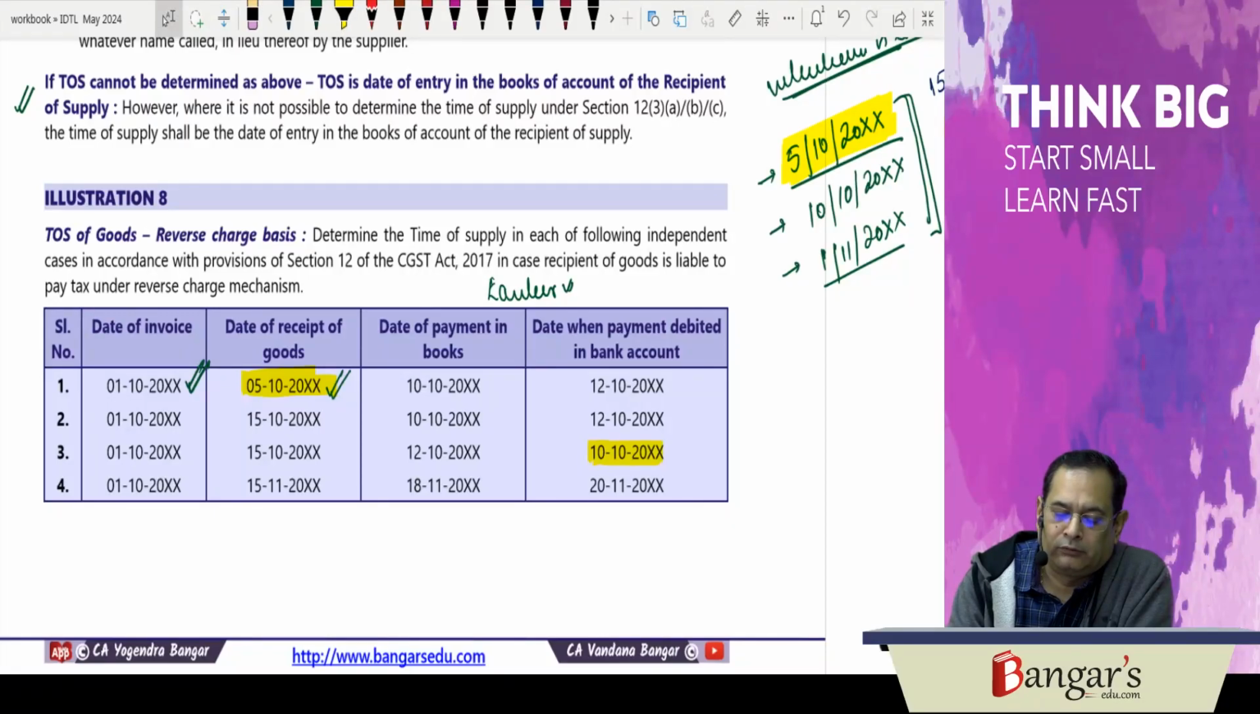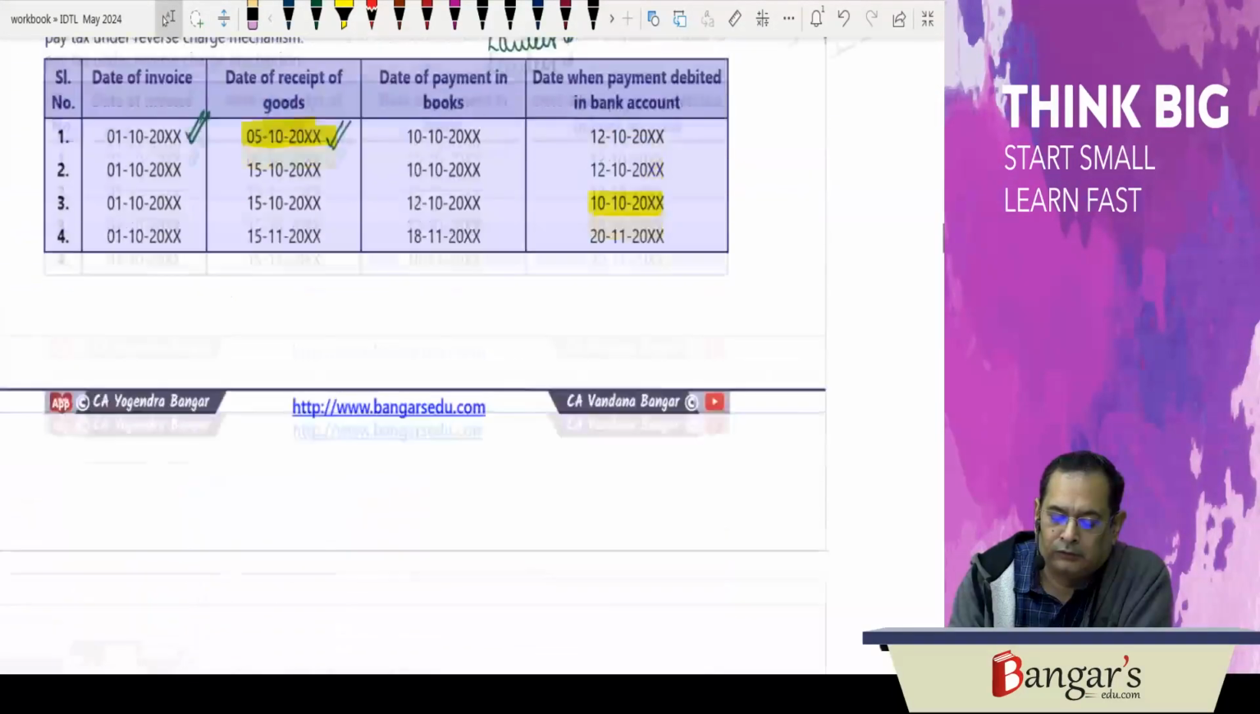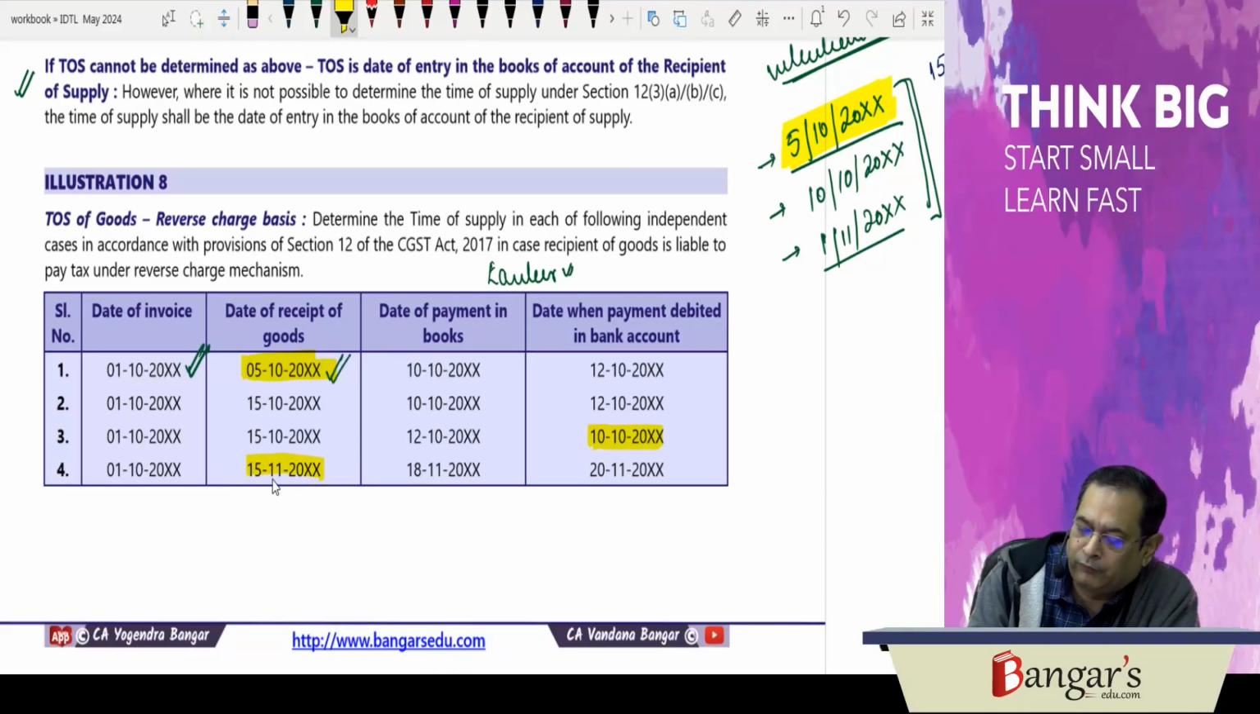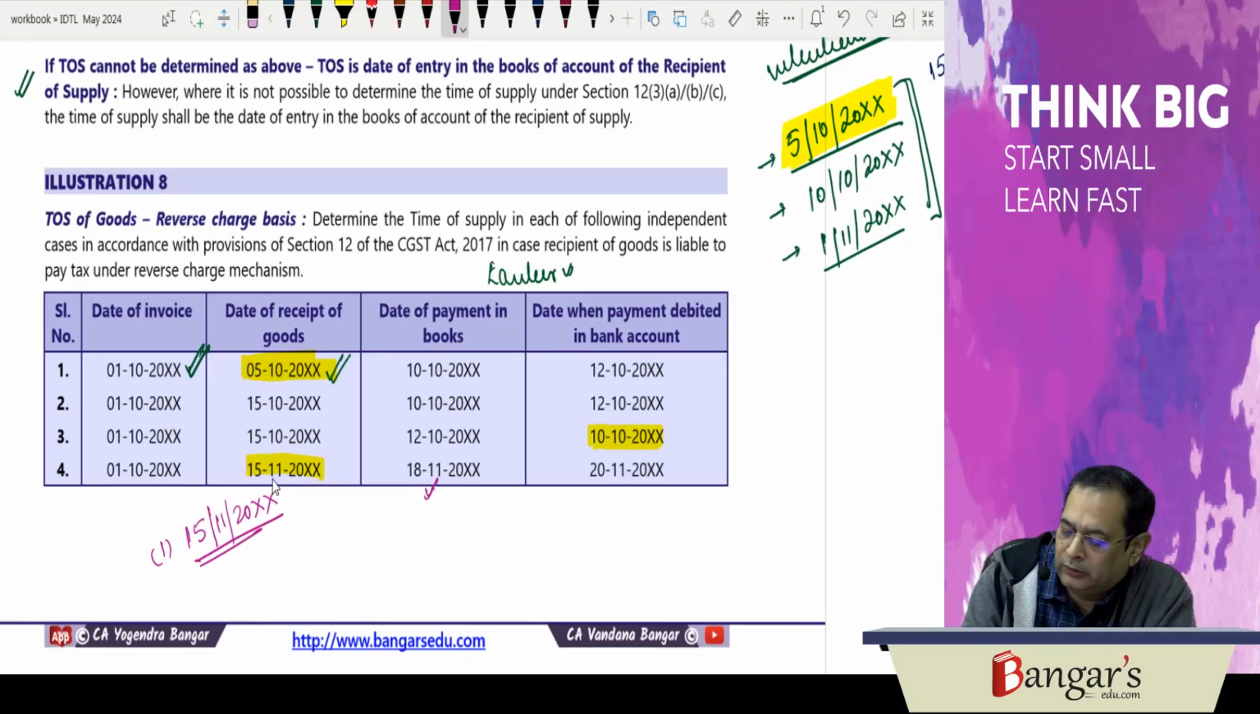Then in the last case, the date of issue of invoice is 1st of October. Date of receipt of goods is 15th of November. So the first point is the date of receipt of goods, that is 15th of November. Date of payment is 18th or 20th, whichever is earlier, so it will be 18th of November. And the 31st day from the date of invoice is 1st of November.